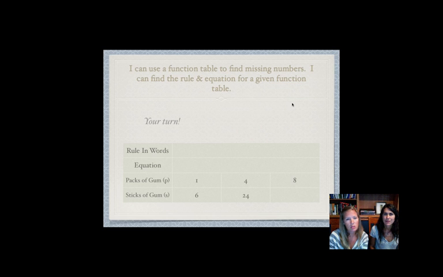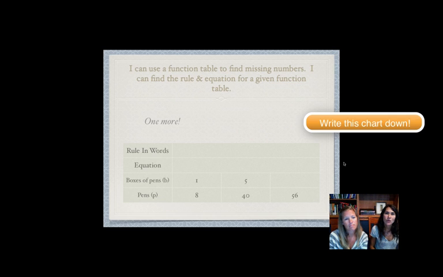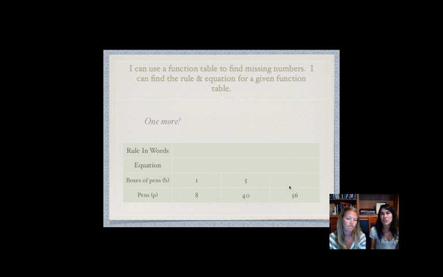And I think we're going to do one more example for you to bring back in your journal. Yep, one more. So once again, you're going to do your rule in words, and you're going to do an equation. The only difference here is you're going to notice there's boxes of pens compared to pens. And you'll notice that there is a larger number on the bottom. You have to just come up with the smaller number for the boxes of pens. So good luck. When you find your equation, make sure you plug this in the right spot. All right?